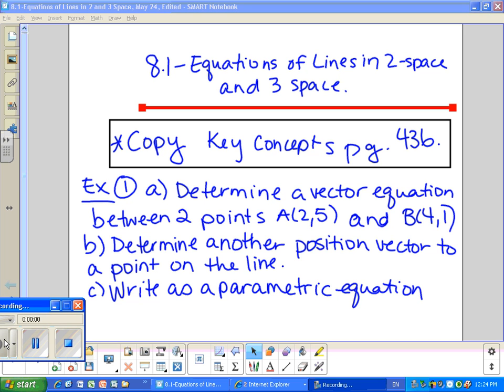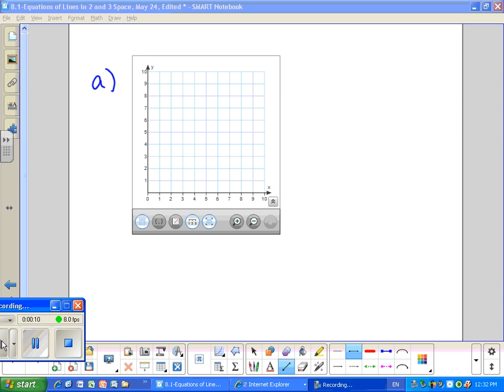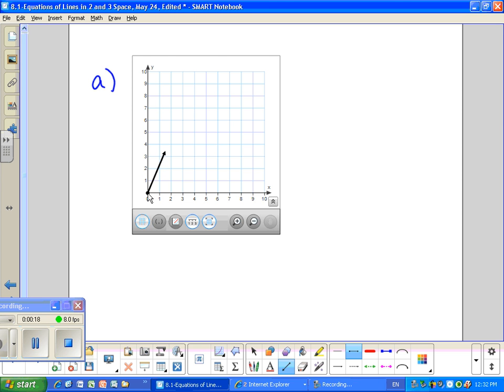So to start, you're going to copy the key concepts on page 436, and then we're going to go back and look at one of the diagrams on page 429. If we're going to graph the first one, the first point is (2, 5). So we can go to 2 and to 5, and that is your first position vector.